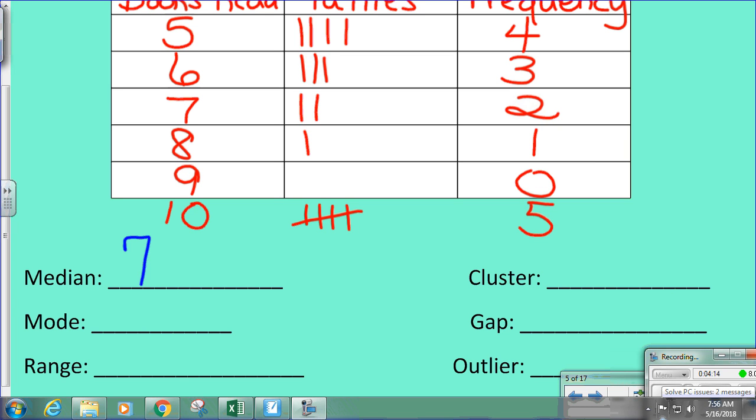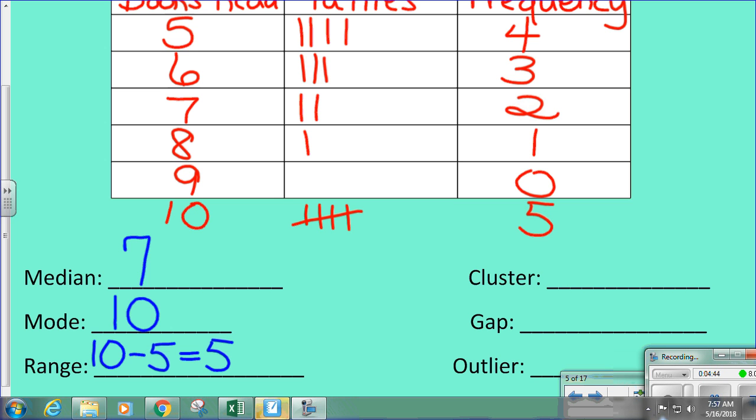Okay, so now we have the mode. Where do you see the most dots? At 10. Range is the highest number minus the lowest number on the scale. So what is the range? And you're going to have to add this to your notes. It's not on there. So what's the highest number? 10. What's the lowest? 5. And you would subtract those. 10 minus 5 is 5. So the range is 5.